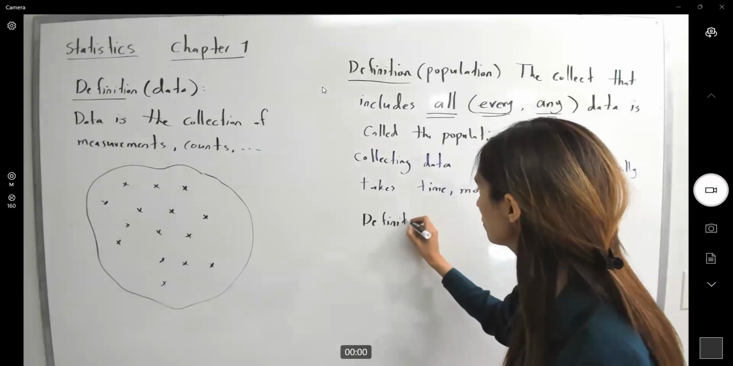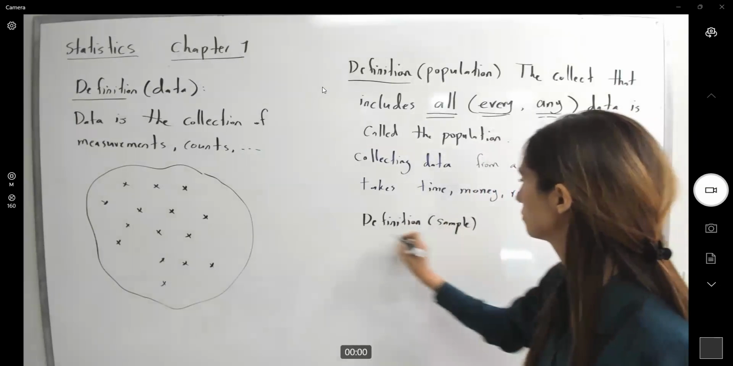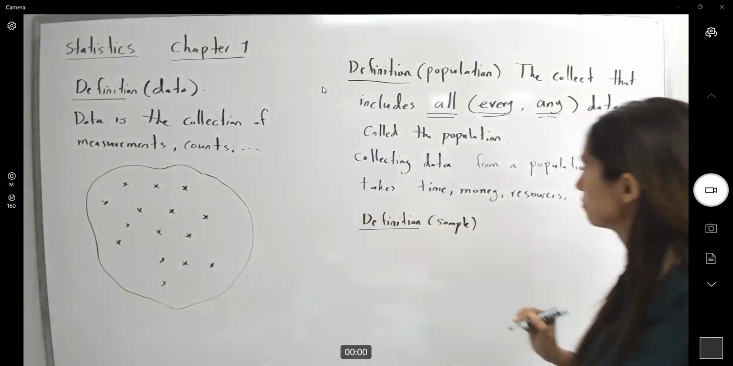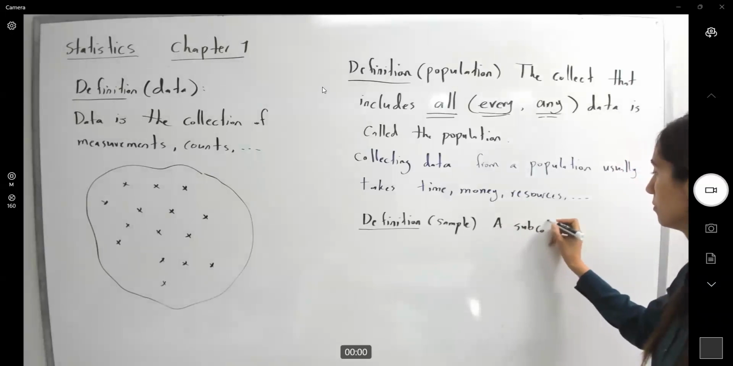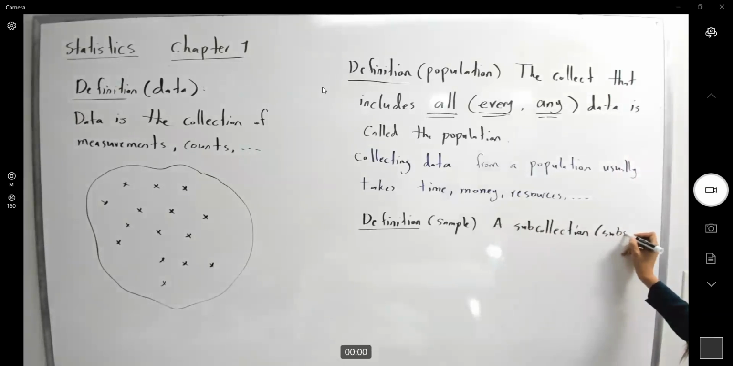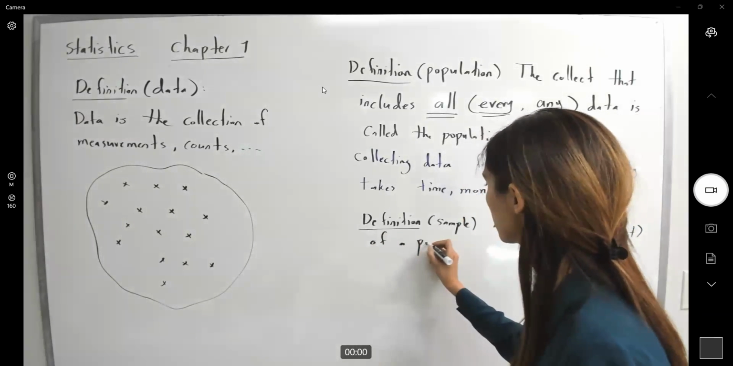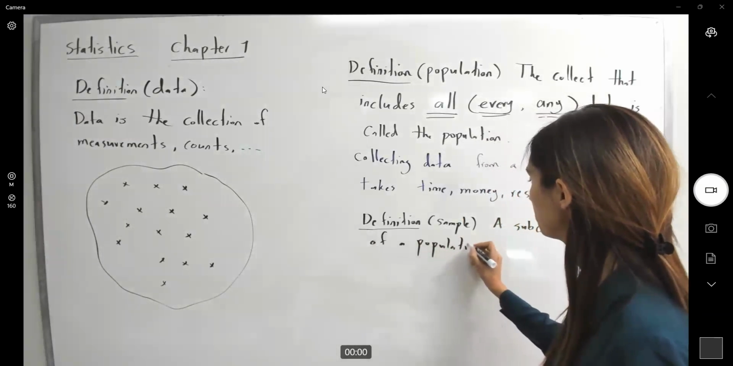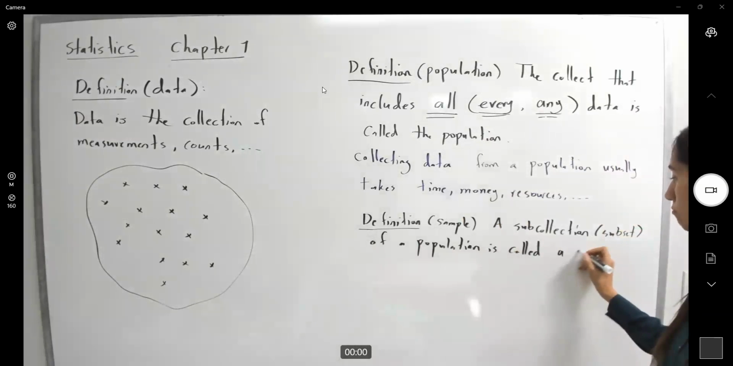Definition of a sample. A sub-collection or subset of a population is called a sample. Okay.